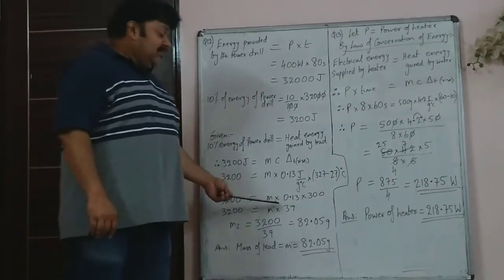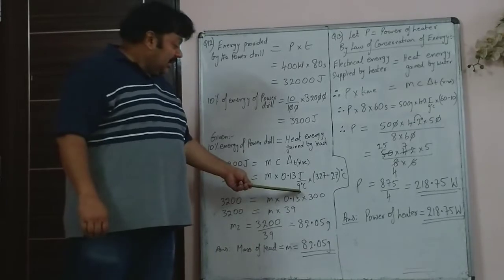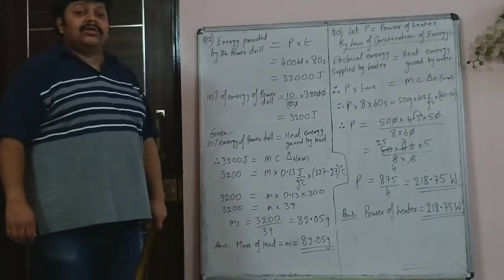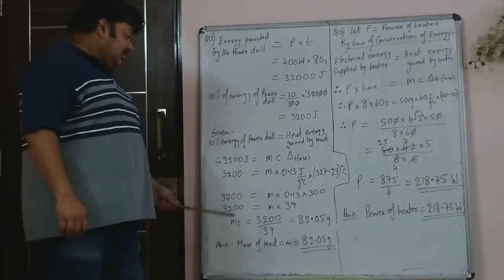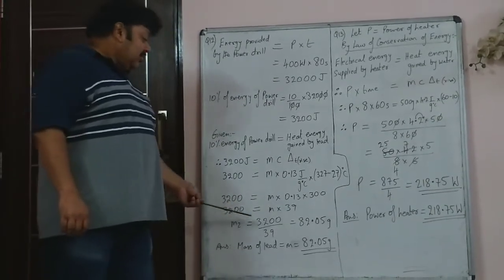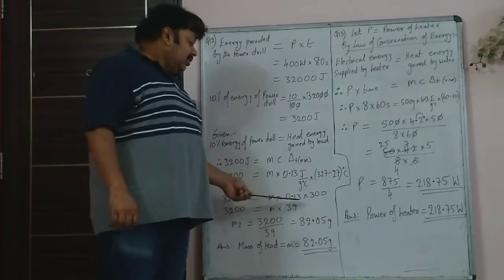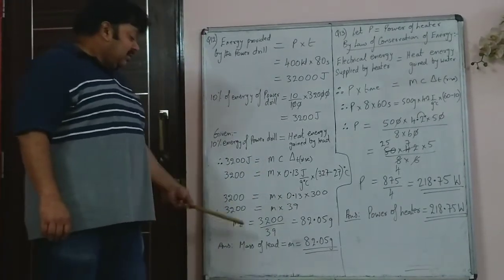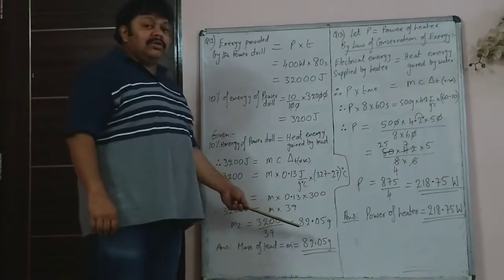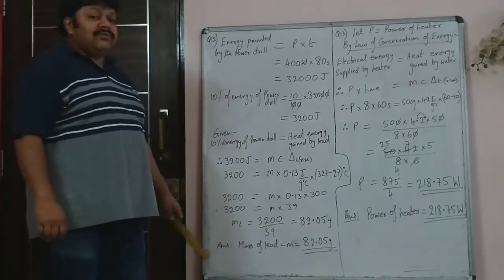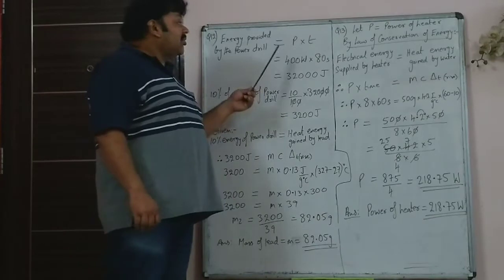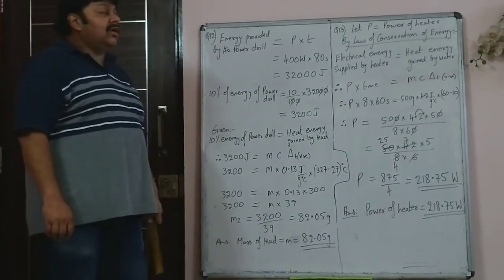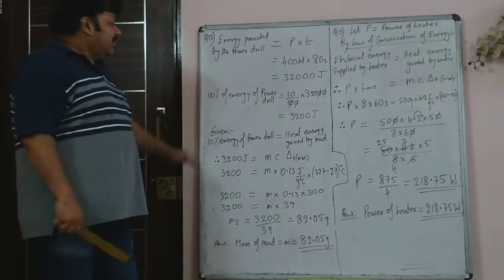So M, you will get the answer in gram, because here the unit for specific heat capacity is joule per gram degree Celsius. 3200 upon 39, the two zeros and two decimals get shifted. 3200 upon 39 is 82.05 gram. That's the mass of lead, that lead block, it was 82.05 gram. So this is the 12th sum.